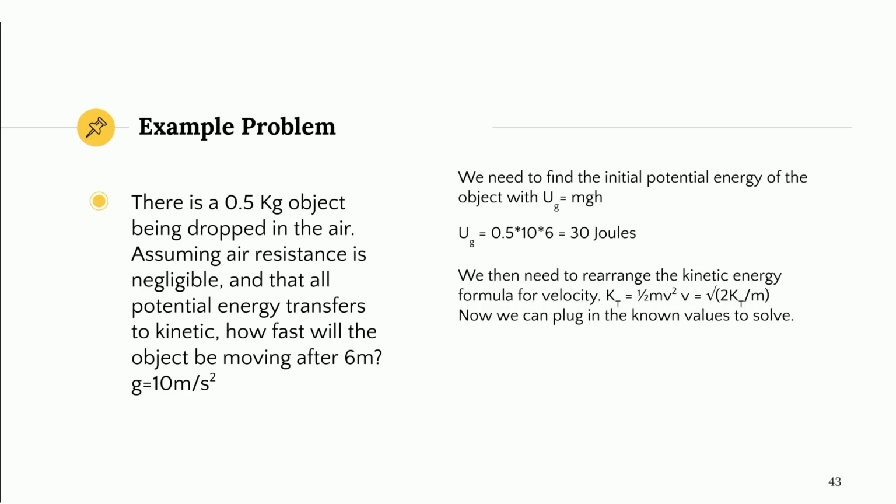So now we have to recognize that all of those 30 joules are now going to be transferred to kinetic energy. So we rearrange the kinetic energy formula for v. We get v equals the square root of 2 times the kinetic energy divided by the mass. Now we can plug in the known values to solve. So if we plug in all the values, and hopefully you have a calculator when doing this, you get 10.95 meters per second.